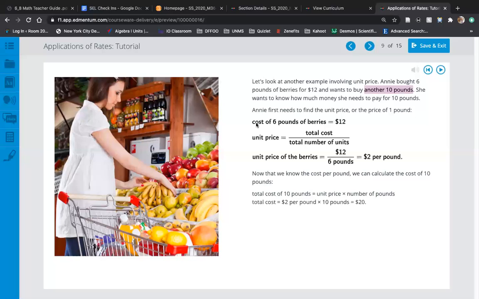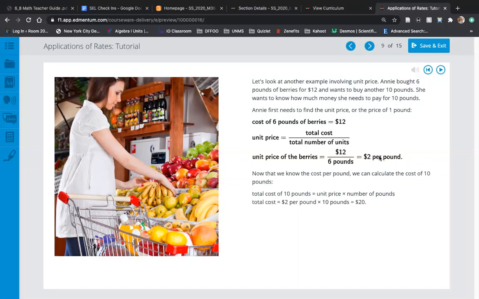So if she bought 6 pounds and it cost $12, hopefully this is something that you can just figure out by looking at the numbers. Each of those pounds of berries would have to cost just $2. And what we found out was just by dividing the price by how many pounds that she bought. $12 divided by 6 pounds gives you just $2 per pound, right?